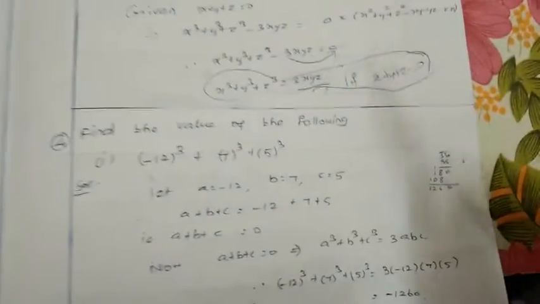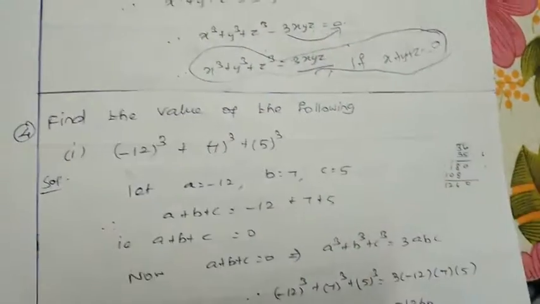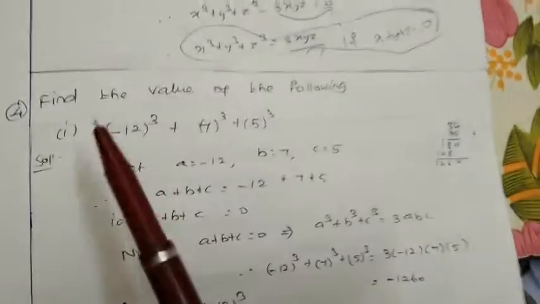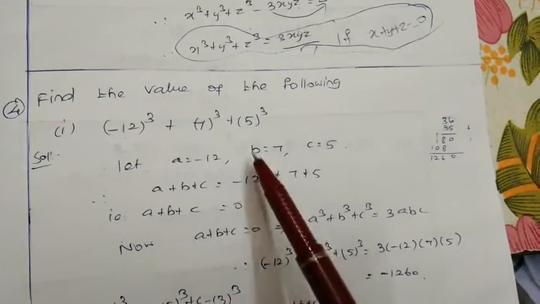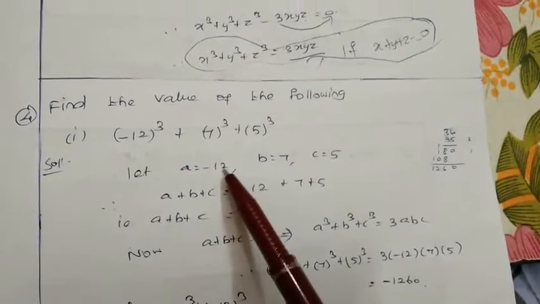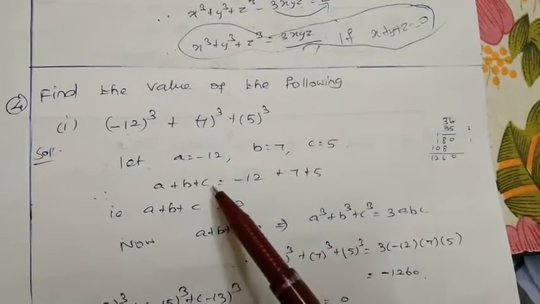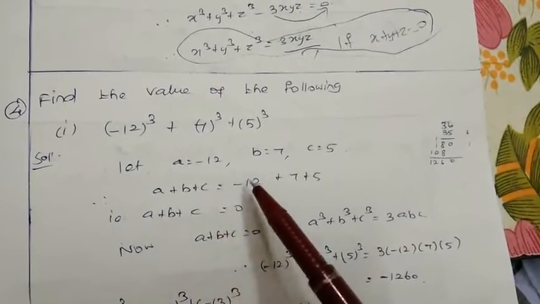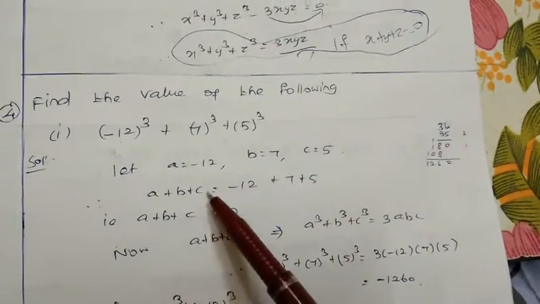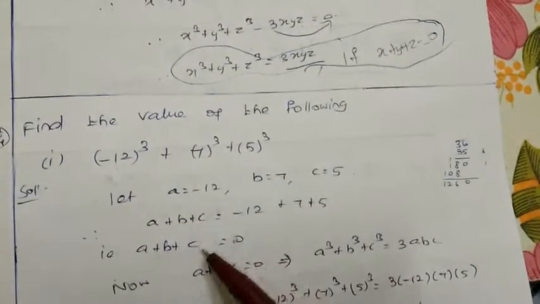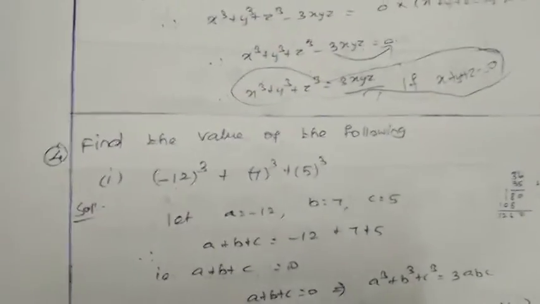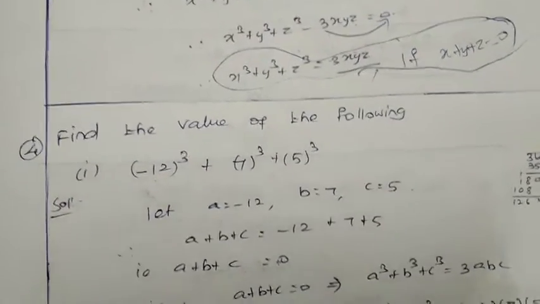Okay. Now using this, find the value of the following. First check the numbers. Let the first number be a, the second number b, the third number c. The addition minus 12 plus 7 plus 5, that is a plus b plus c, the addition is 0. So a plus b plus c equal to 0. Now you can use this thing. I have written both xyz and abc because we need to study both, so that's why I gave it.